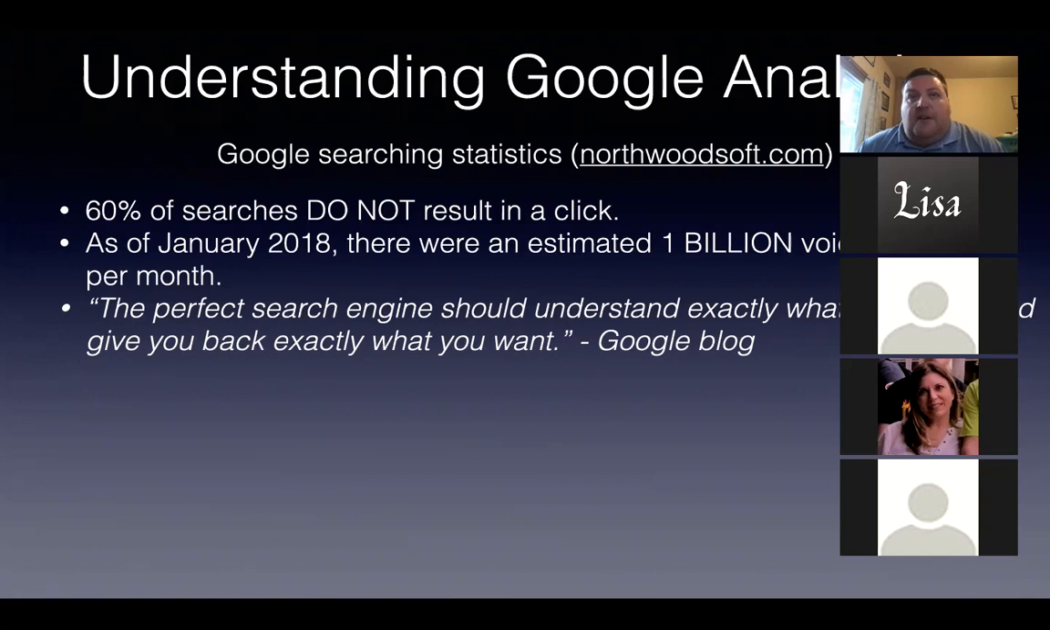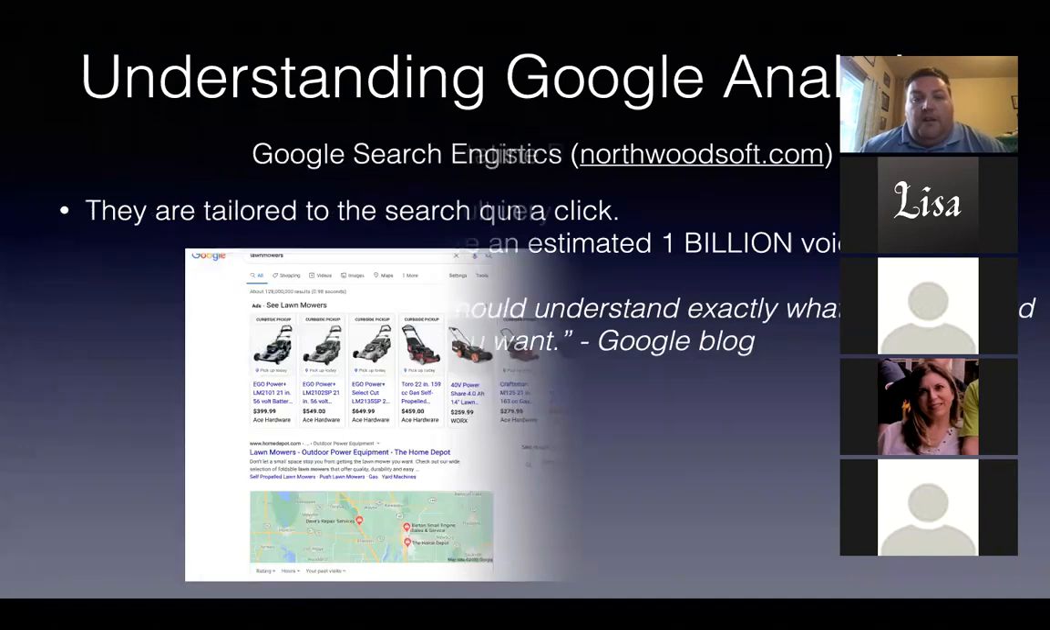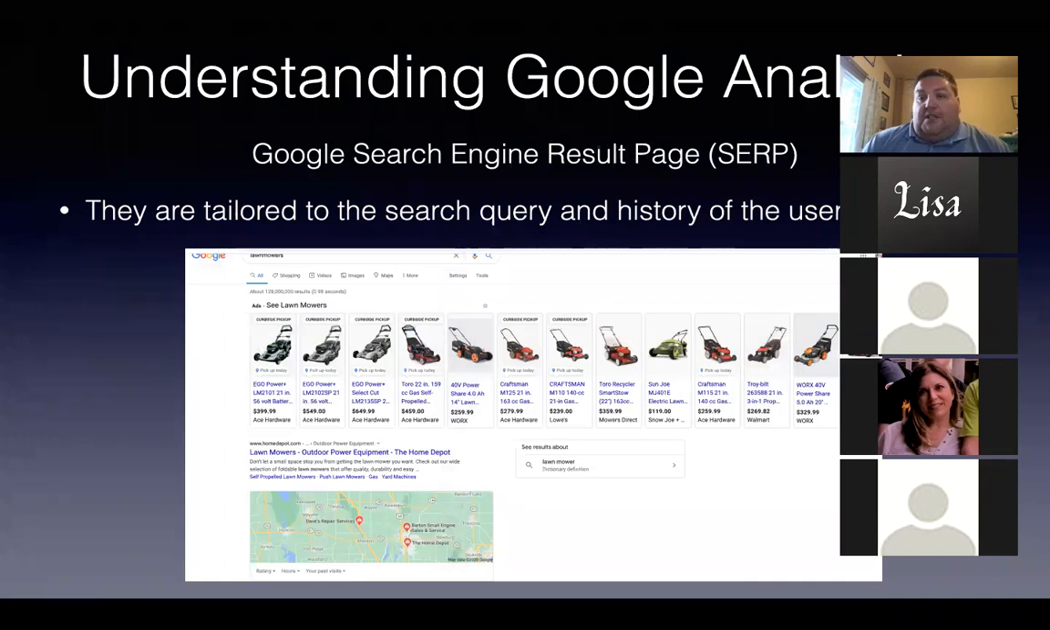As of January 2018, there were an estimated 1 billion voice searches per month, and that number is growing as we get more voice search things with Alexa. Google just came out with one as well. And here's a quote from Google's blog: The perfect search engine should understand exactly what you mean and give you back exactly what you want. So when people are trying to search your website, is your website giving them what they are looking for?